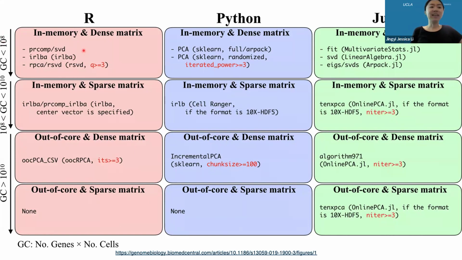If your cell number is on the order of 10 to the 5th, you could use the standard PCA. If your cell number is 10 to the 5th to 10 to the 7th, you could use the IRLBA PCA, which we'll talk about next. But if your cell number is larger than 10 to the 7th, which means more than 10 million cells, that's very large, then you should use the online algorithms. That's just a practical suggestion. And for R, Python, and Julia, they have their corresponding versions.